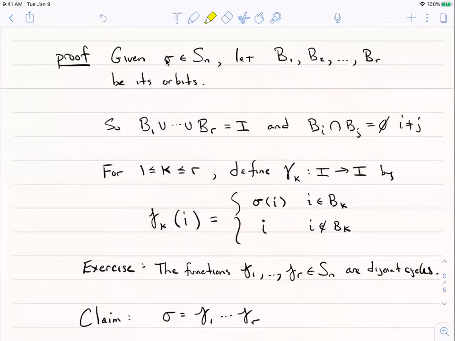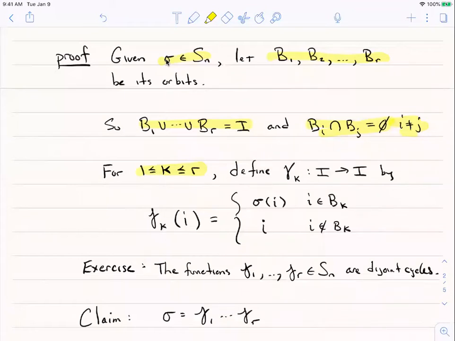You should compare them. So give me a sigma, and it's got orbits, right? So I denote them B1 through BR. I don't know how many orbits there are, so I just say there's R of them. And what do I know about these orbits? Well, together they make up the entire index set, and no two of them have anything in common, because they're equivalence classes. So let's pick a value of K between 1 and R. Pick an orbit, if you like.